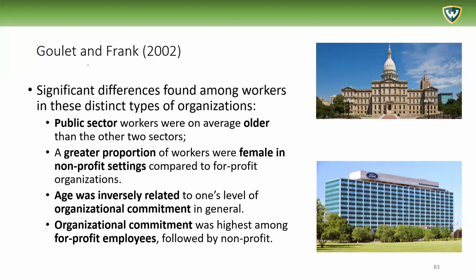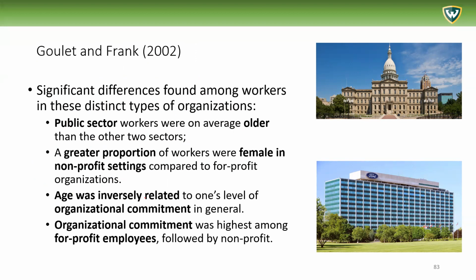But from the study of Goulart and Frank in 2002, they found significant differences among workers in distinct types of organizations. So for example, public sector workers were on average older than the other 2 sectors. A greater proportion of workers were female in not-for-profit settings compared to for-profit organizations. I wonder if you think that's expected or not, and how we may explain that.